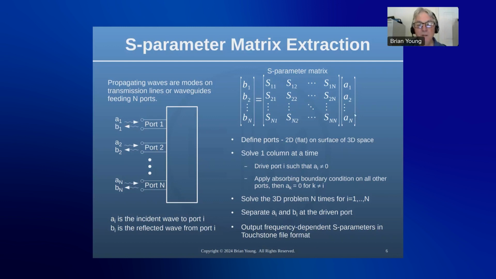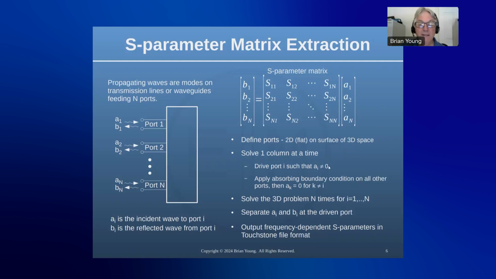So the basic process is define the ports, which would be 2D flat surfaces on a 3D space. They have to be flat because the assumption is that the energy coming into the 3D space is from a transmission line or waveguide, meaning that the only dependence in the field is in the z direction, so it has to be flat. Solve one column at a time by driving port i, and then if you terminate all the other ports, then the incident waves for i not equal to the driven port are zero because there's no energy coming in. So you can drive port i, get all the energy coming out of the other ports, and then you can pick off the S parameter matrix one column at a time. So you have to repeat the simulation N times to fill out the full matrix.